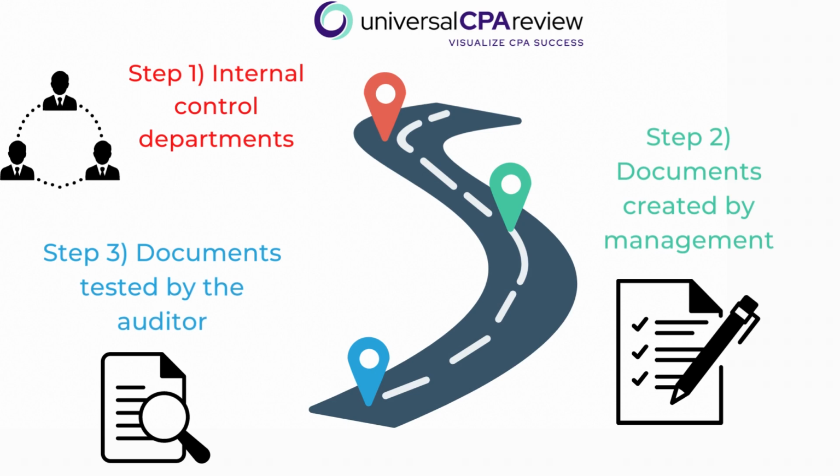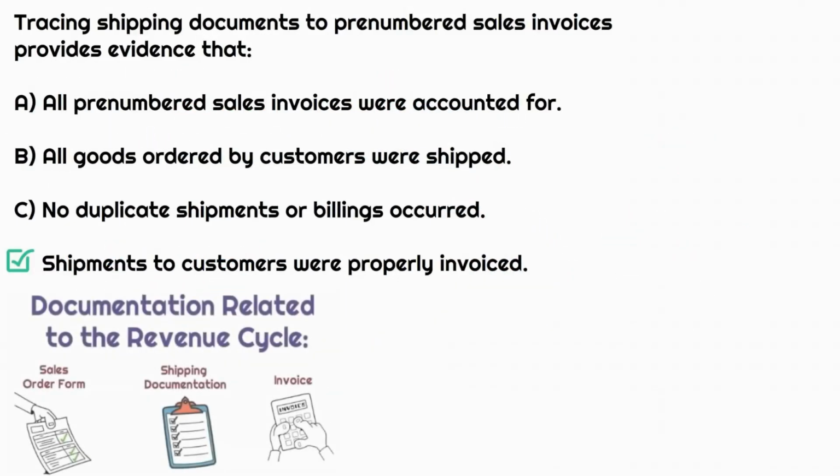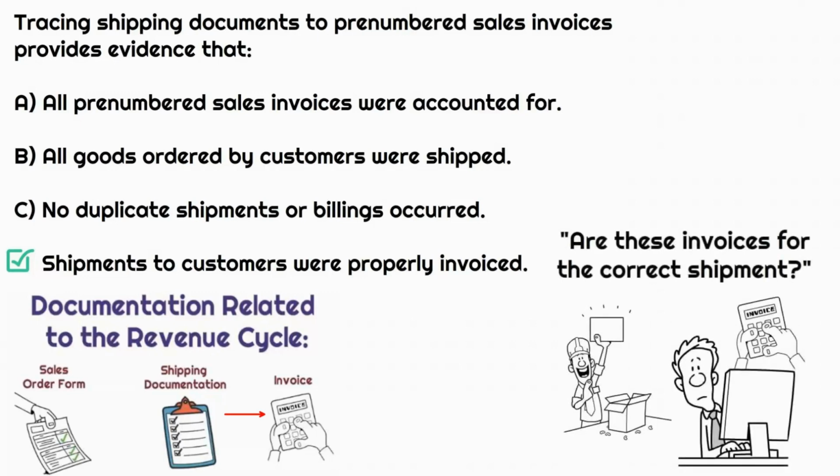Okay, but if we think about our internal control departments in step 1, and then the documentation that was created by management in step 2, we would know the 3 primary documents that are created, and it would make sense for the shipping document to come before the sales invoice. So tracing from that document to the invoice will allow us to identify that shipments to customers are properly invoiced. The whole reason that the accountant is looking at this sales order and this shipping doc is to make sure that they are creating the correct invoice. And that's only going to help us understand that the shipments that were made were properly invoiced.